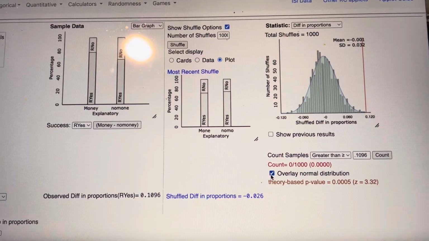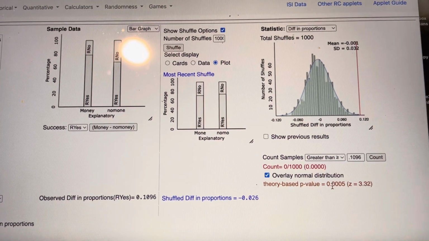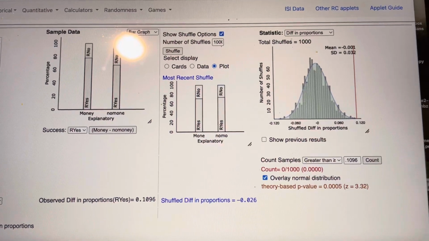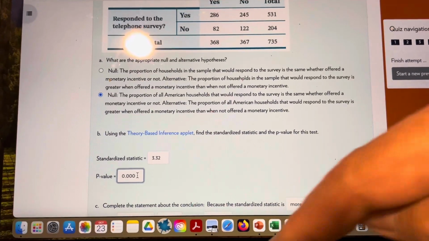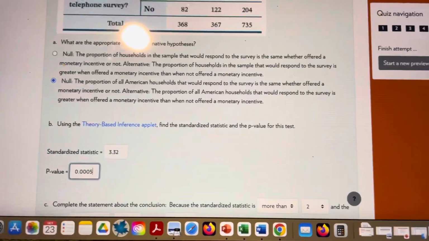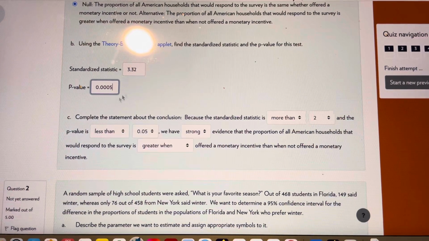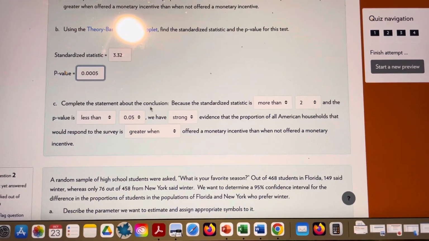So remember, you have to click on the overlay to get the normal, and then our theory-based p-value is 0.0005. So 3 zeros and a 5. So I click over here. Oops. I missed the 5 there. Okay. Now, that's the standardized statistic. That's the p-value.